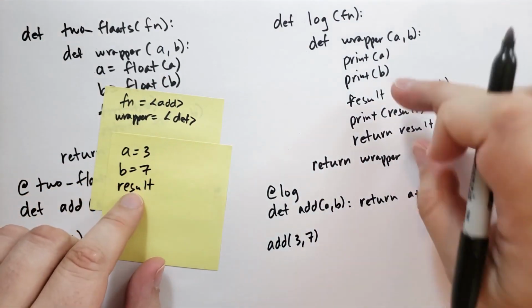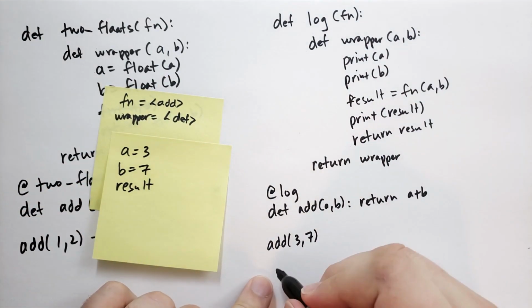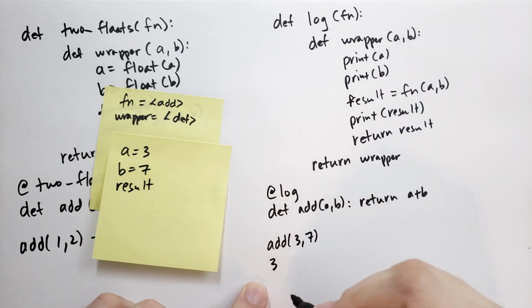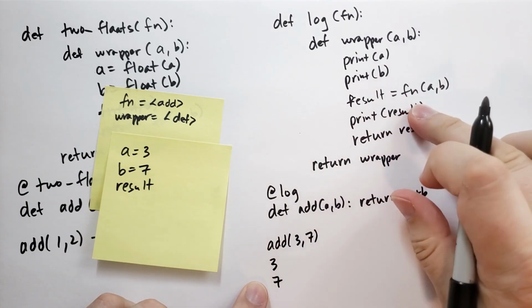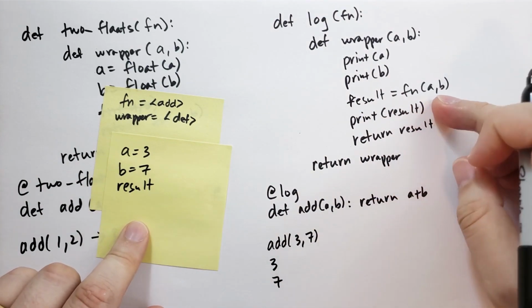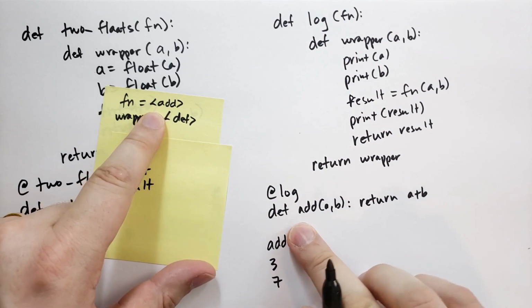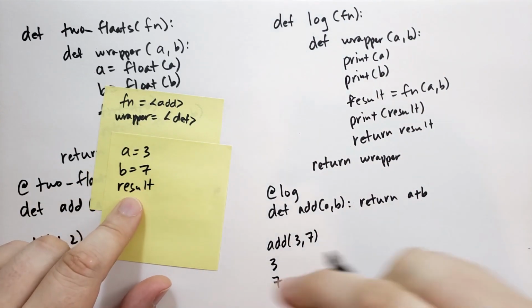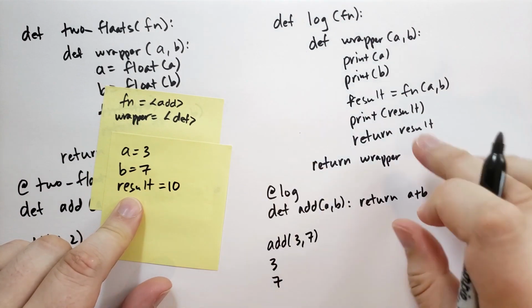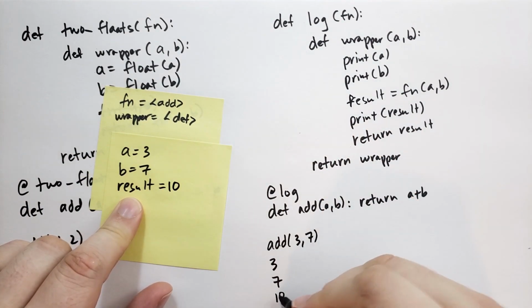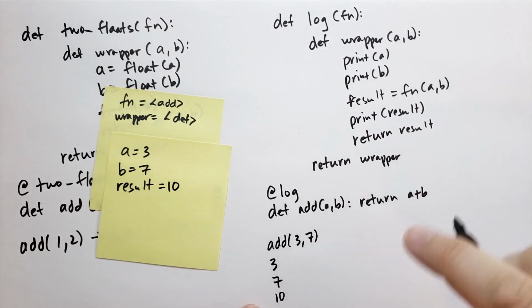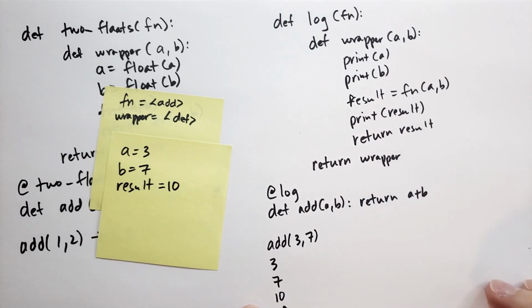Okay. Print A, so it's going to print 3. Print B, it's going to print 7. Result equals fn A plus B. So it's going to call the original function, the add function. A plus B, 3 plus 7 is 10. So result is now 10. Print the result, it's going to print 10. And then return that result. And so the return value of this is going to be 10.